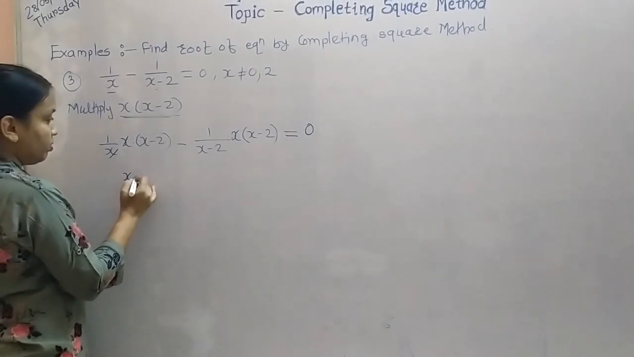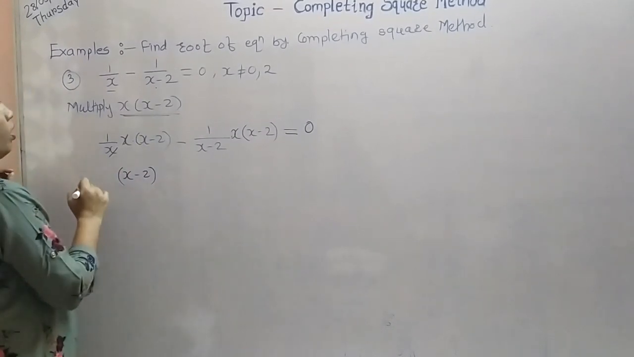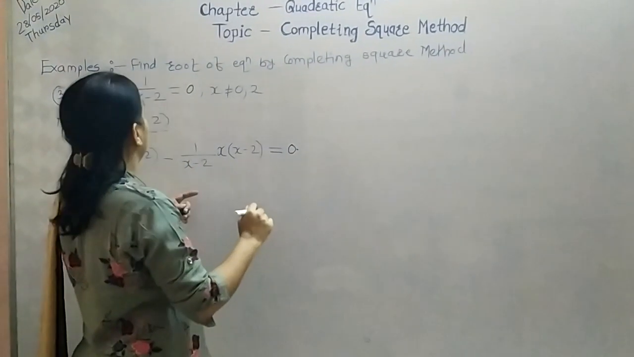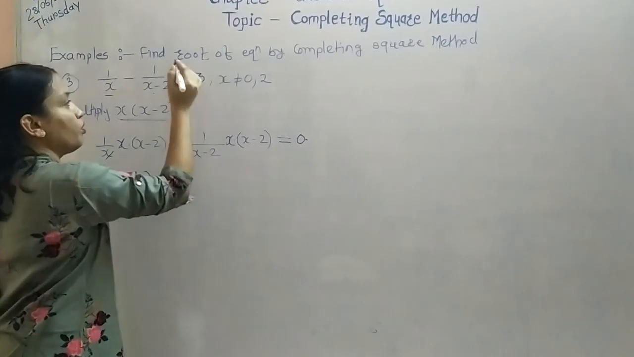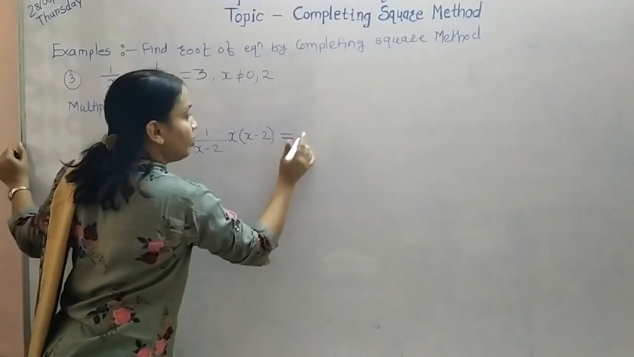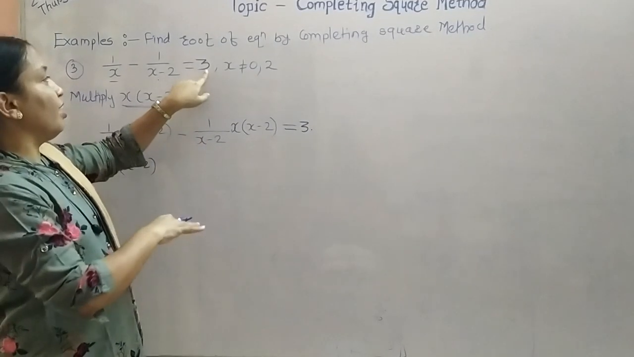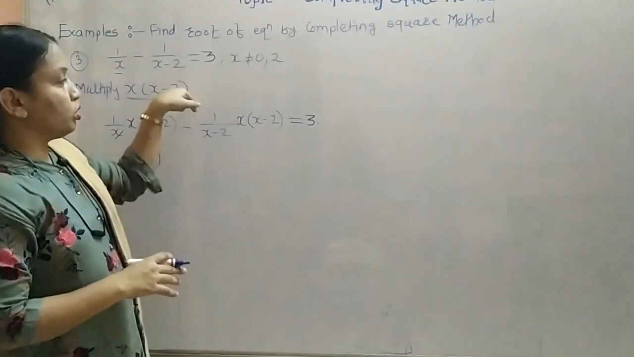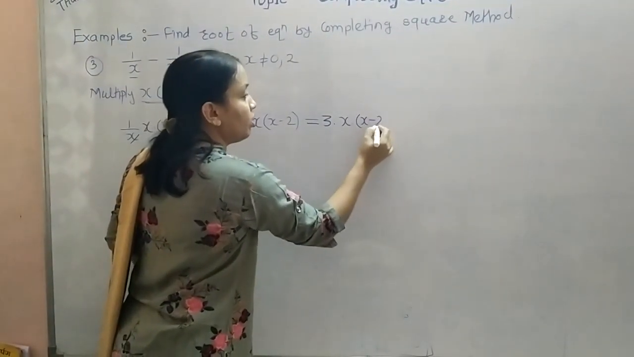x minus 2, actually it is given, is equal to... Please, students, make one correction. Actually in the question, it is equal to 3, means here 3 into. In the question itself I have written it wrong. Here you have to write 3 like this, then 3 into x minus 2.